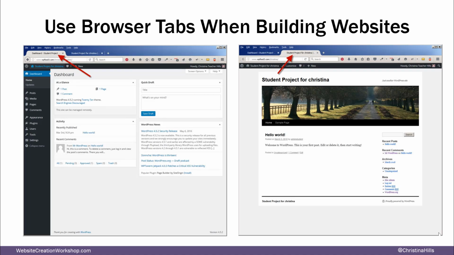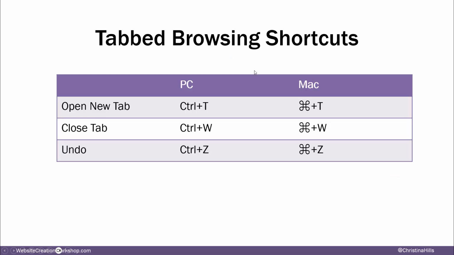So this is one of the things I teach in the website creation workshop, where I'm going to teach you how to build a WordPress site, is to use tabbed browsing when you're building. So that means in one tab, you've got the inside of WordPress, and then in another tab, you have the outside of WordPress. So in one little tab, you're making changes, and then you're looking at the outside. So it's really convenient when you're building sites.